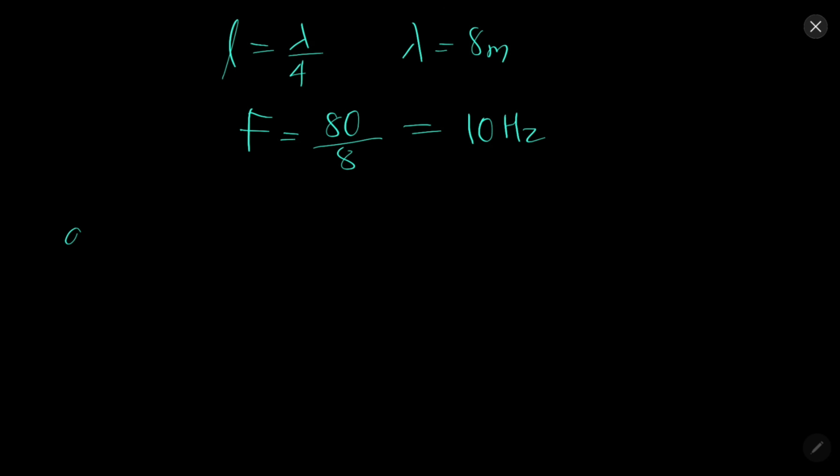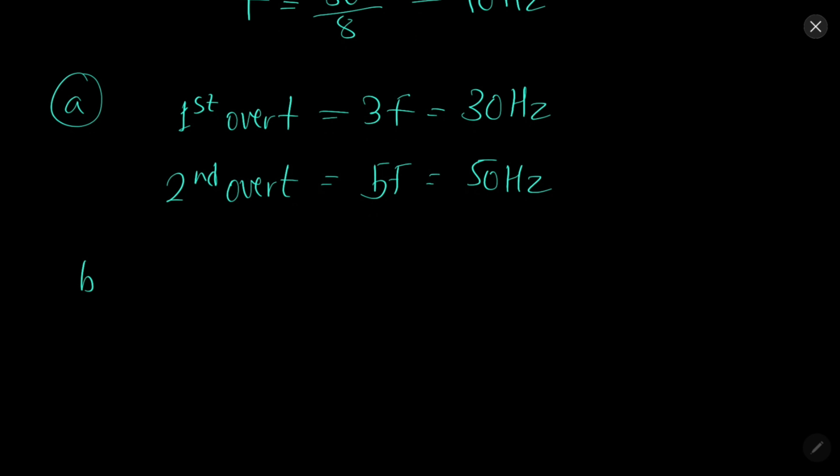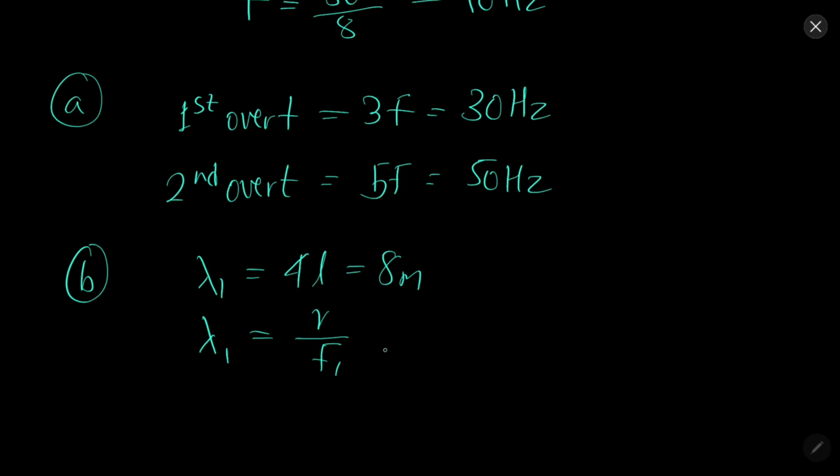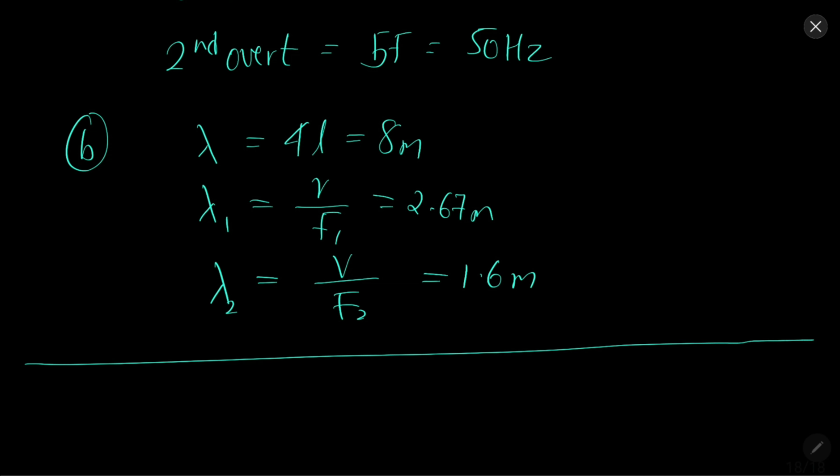So we have all these things. First overtone will be 3F, which will be 30 hertz, and second overtone will be 5F, which will be 50 hertz. For part B, lambda 1 is 4L, 8 meter, lambda 2 is V over F2, 2.67 meters, lambda 3 is V over F3, 1.6 meters. So these are the wavelengths.